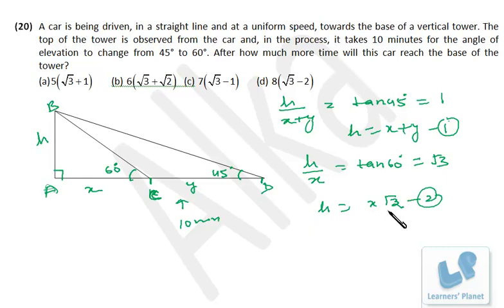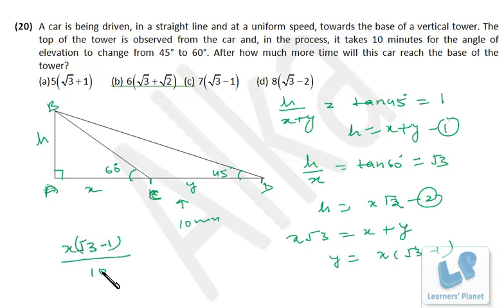Now we can put the value of H from this over here. So it's X root 3 is equal to X plus Y. So Y will be X root 3 minus 1. Now friends, we got this length. Now we have to find out the speed of the car. So speed is what? Distance by time. So that's X root 3 minus 1, that is distance, and this is time, right? So this is the speed.